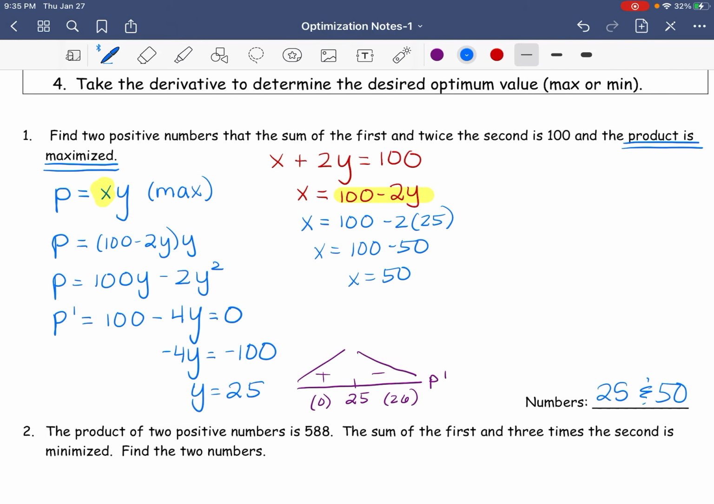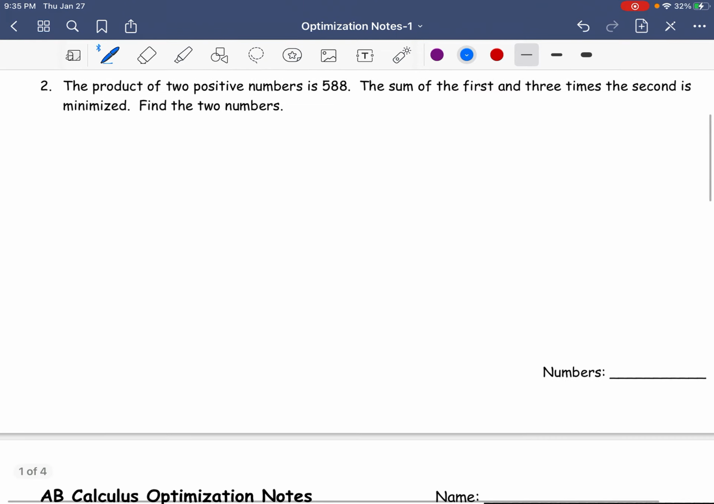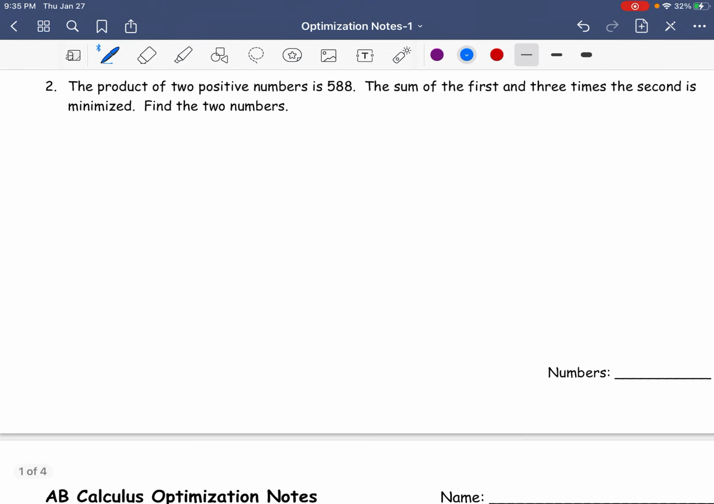Let's try number 2. Feel free to pause the video if you need to slow down or look at anything closer. So number 2 says the product of two positive numbers is 588. So I'll write that down. Product of two numbers, x times y, is 588. And then it says the sum of the first and 3 times the second is minimized.